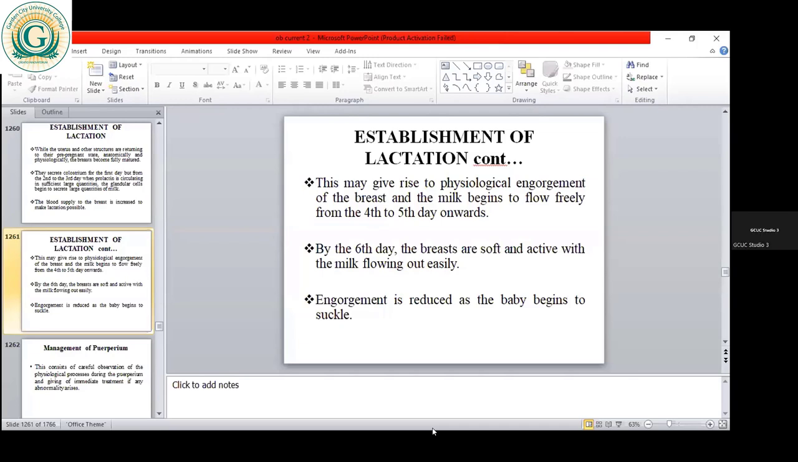And active with the milk flowing out easily. The slight engorgement, we call it physiological engorgement. I know most of you have seen, and some of you have experienced this after delivery. You have a lot of women having big breasts. So when you don't continue breastfeeding your baby, this physiological engorgement can change to pathological engorgement. And that's why you need medical attention.